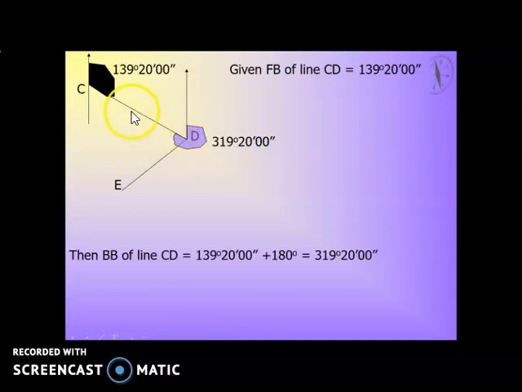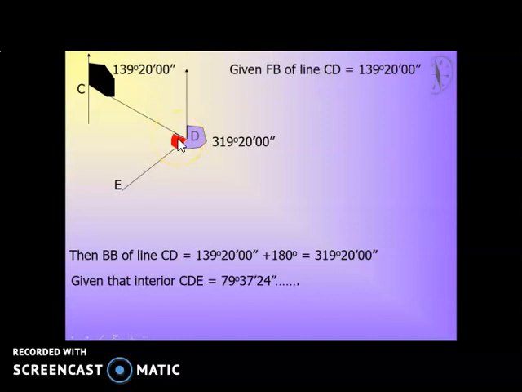So same thing, you can calculate the backward bearing of the line CD, which is this region here. The backward bearing of the line CD will be the forward bearing plus 180 degrees. So that's the backward bearing. And you are also given the measured value of this interior angle here, which is 79 degrees, 37 minutes and 24 seconds.